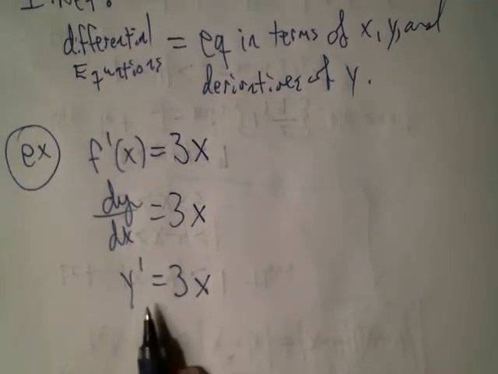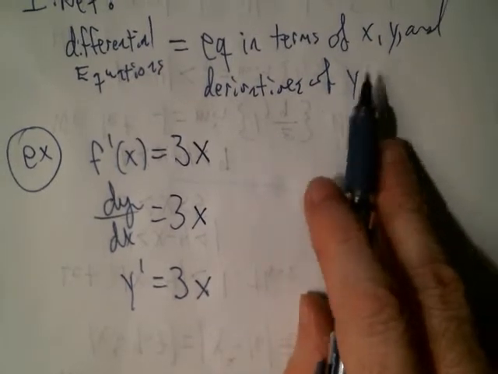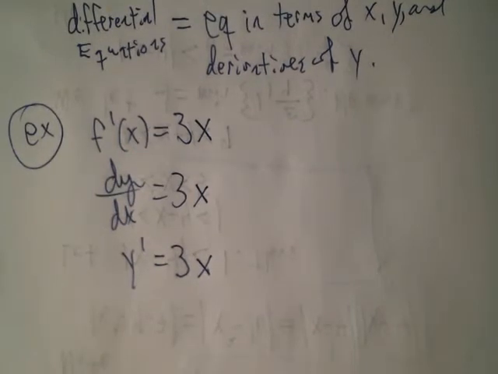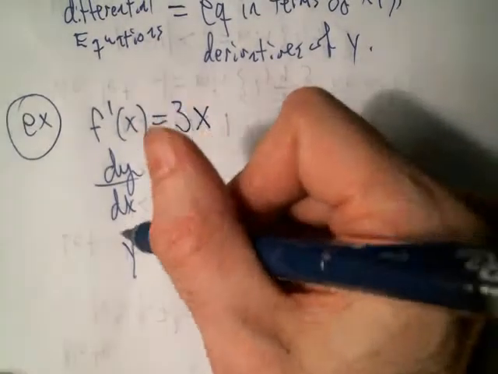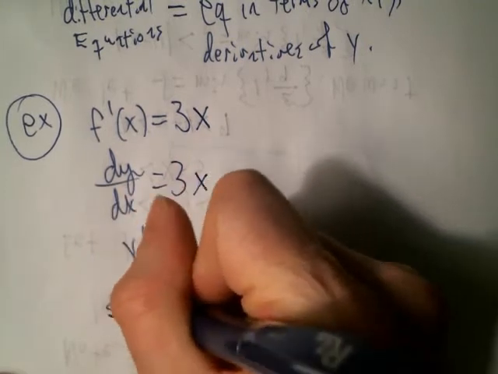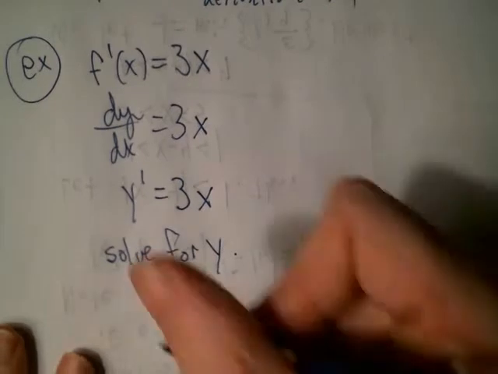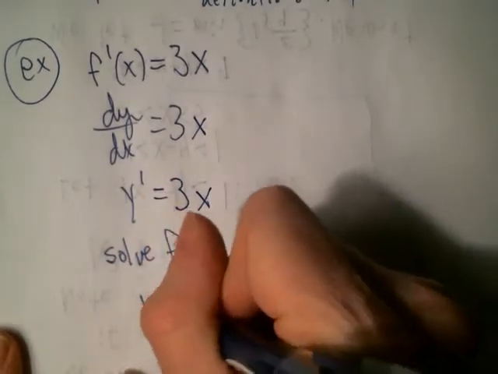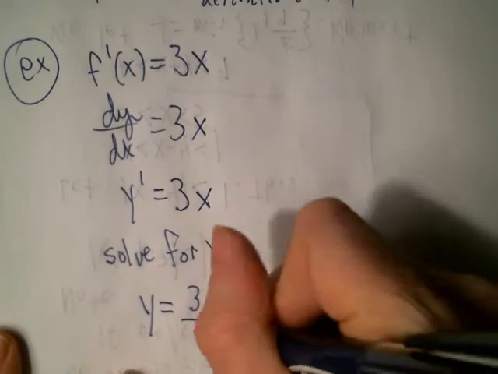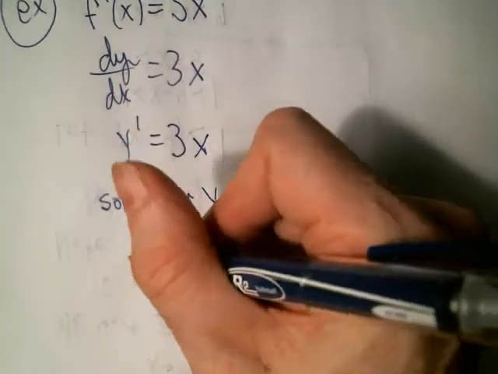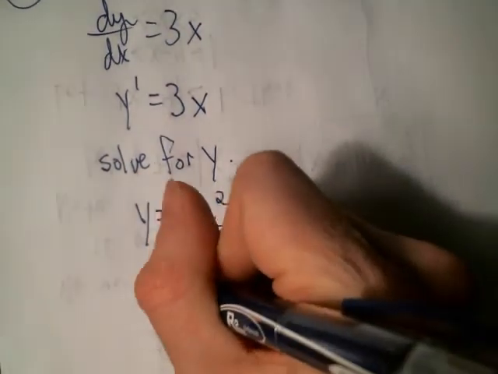Okay, so this guy has a derivative of y. It doesn't have y explicitly, but it does have a derivative of y, and then it has x floating about. And we learned how to solve these things, right? So you just find the antiderivative. So I want to solve this thing for y. An antiderivative would be y equals 3x squared over 2. And this would be called a particular solution to the differential equation.